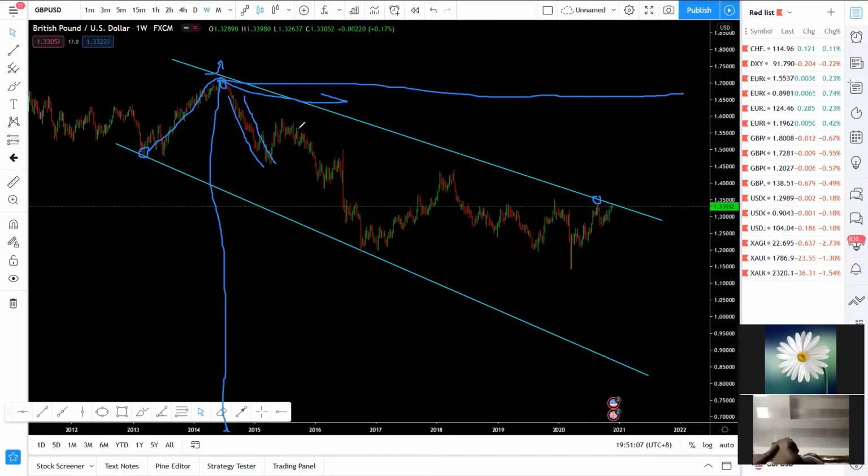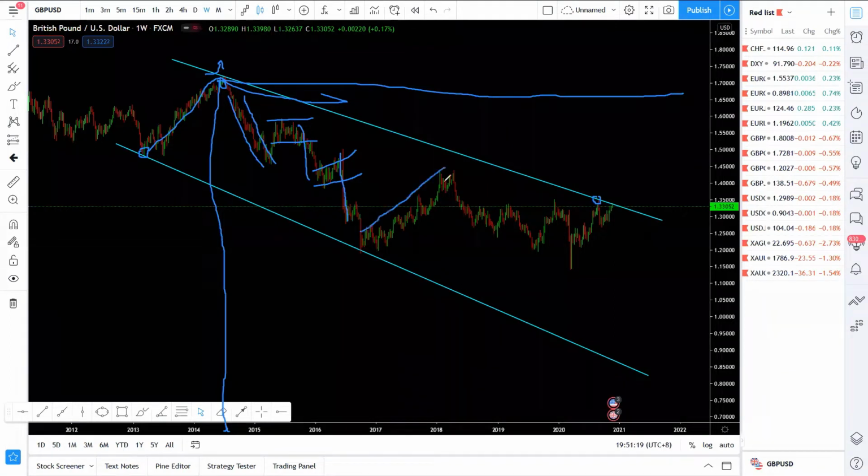It breaks its own channel, forms a channel in a channel, and then it drops again. That's what the pound has been doing against the dollar. It's losing momentum, but at a certain point you can see that it climbed up to this stage and it broke. But basically, all it is doing is moving up and down in this channel.